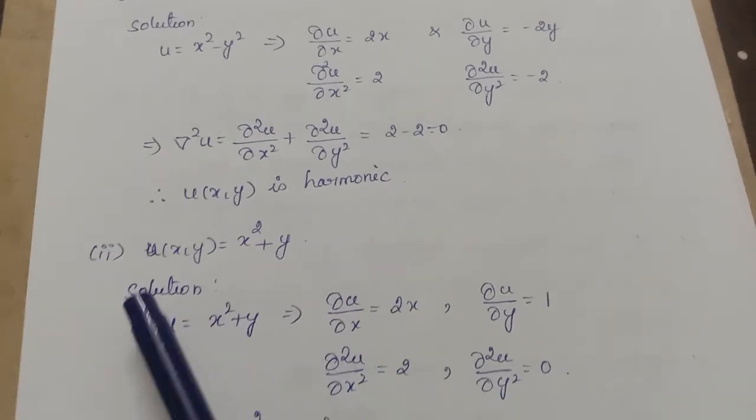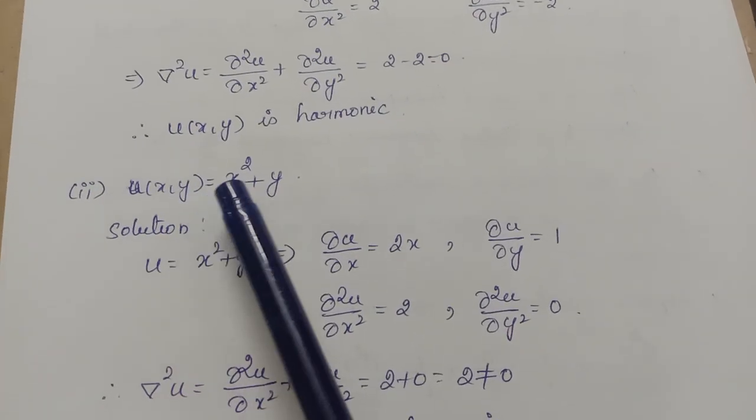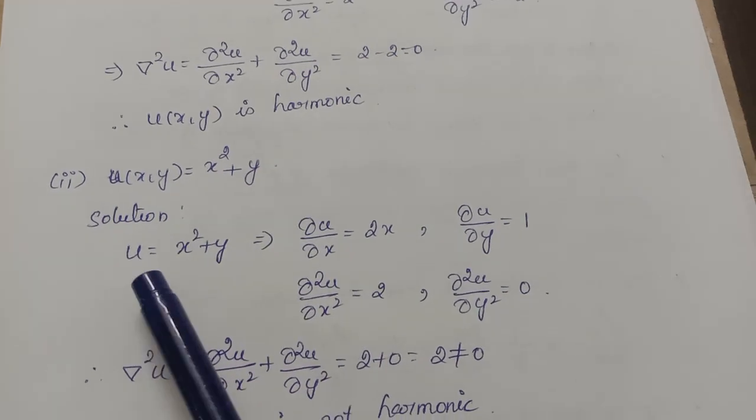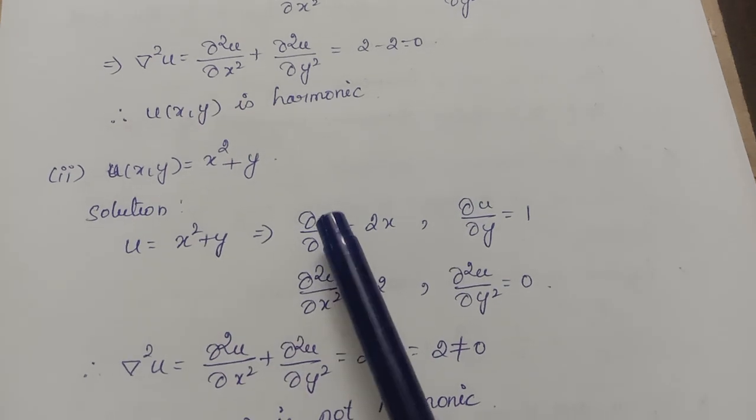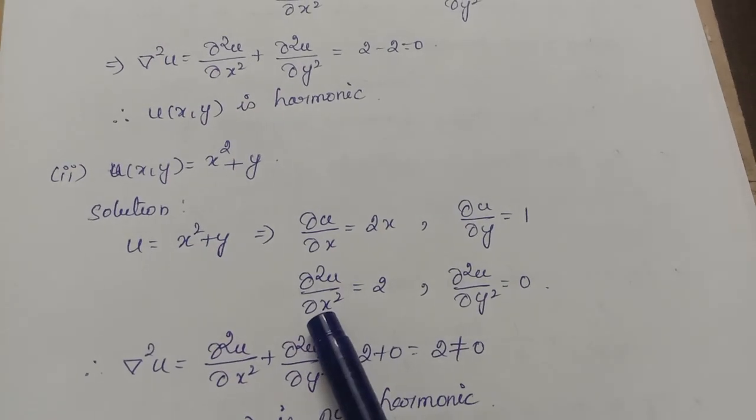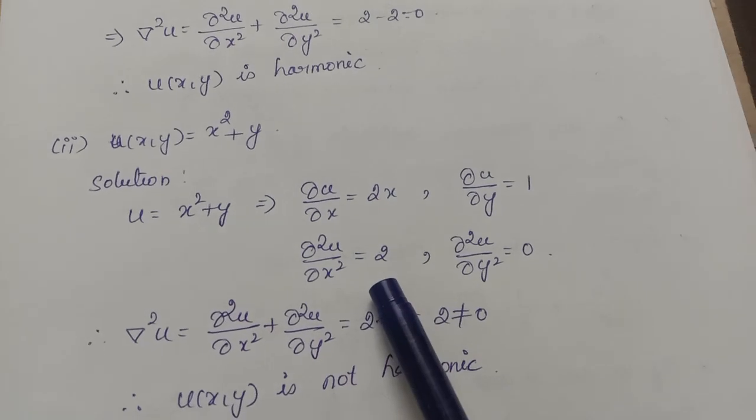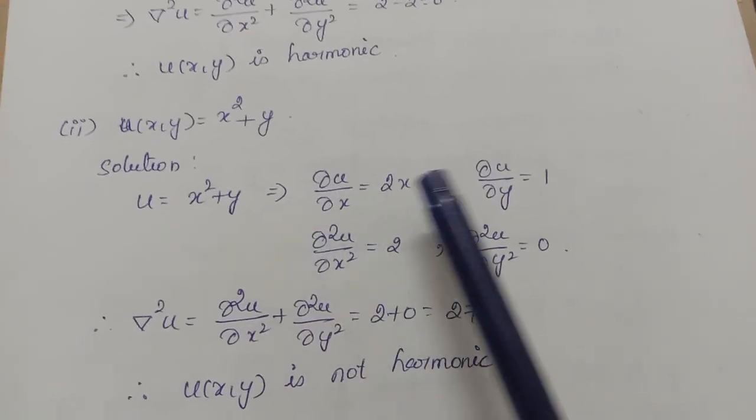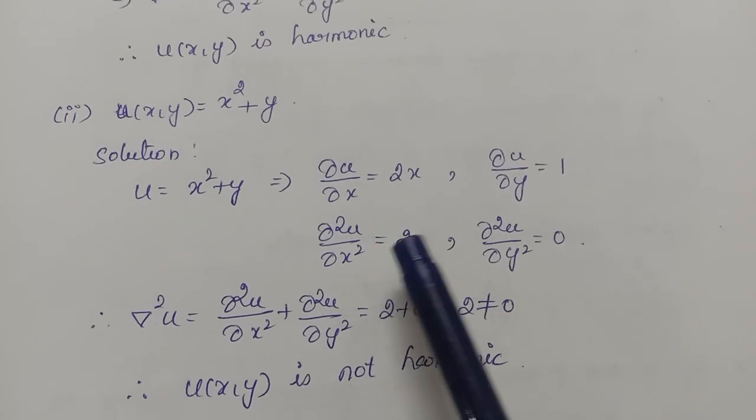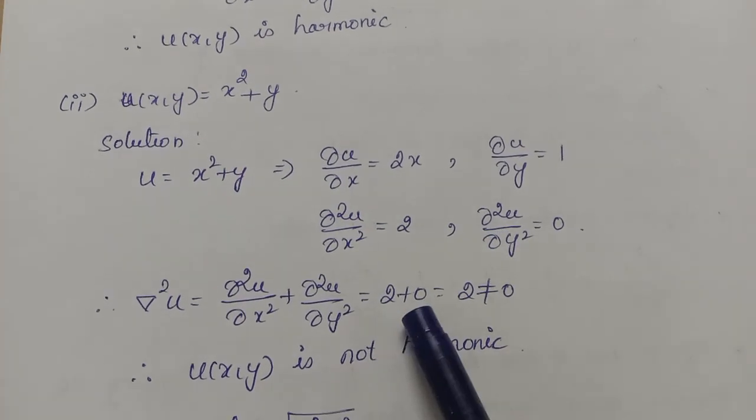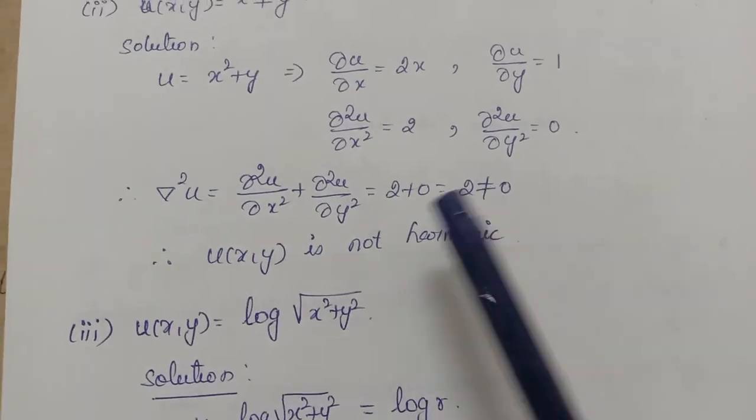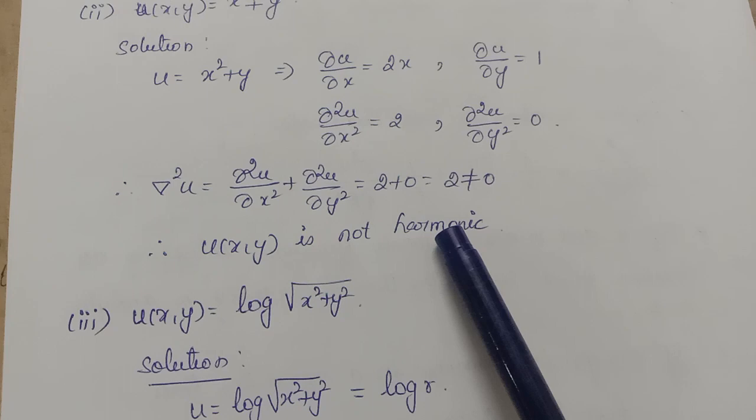Then next function, u of x, y equal to x square plus y. We have to check whether this is harmonic or not. Now u equal to x square plus y implies del u by del x equal to 2x and second derivative del square u by del x square is simply 2. Del u by del y is 1 and del square u by del y square is 0. So if you add the second order derivatives, what will you get? 2 plus 0, equal to 2, which is a non-zero value. Therefore, u is not a harmonic function.